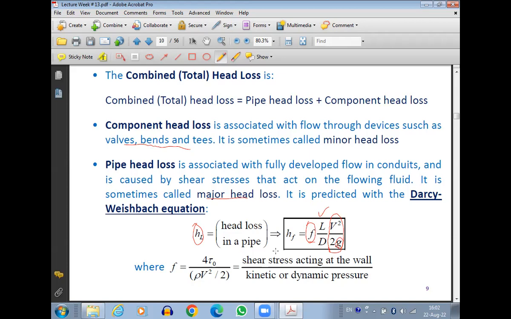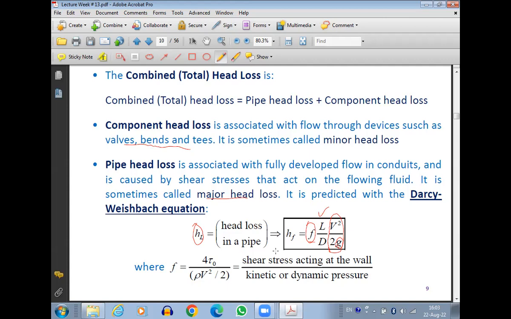No, if you remember, because I think you missed chapter number 7. In chapter number 7, we developed the energy equation. In energy equation, you had the hydrostatic pressure head. Then you have the elevation head. Then you have the kinetic head. Then you had the pump head. Then you had the turbine head. And then you have the head loss.